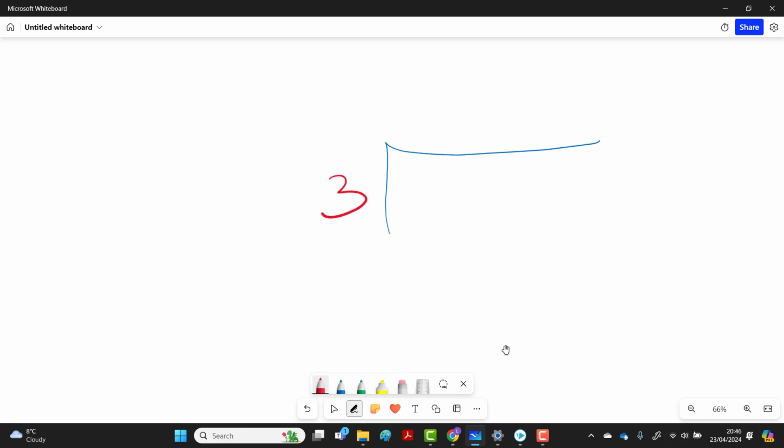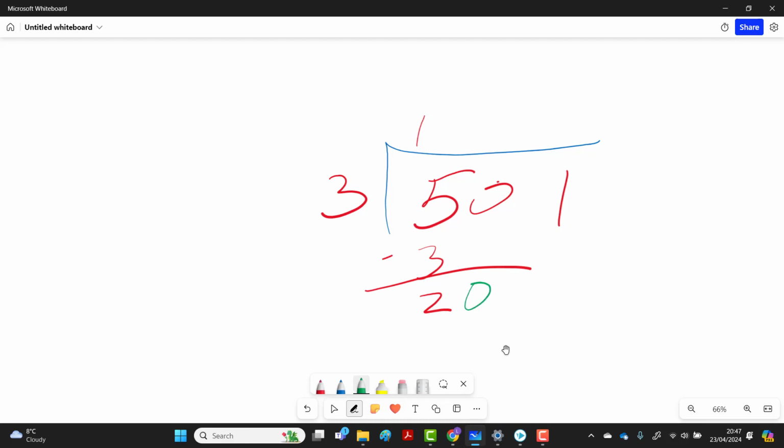Let's do 3 into 501. Let's see that for another practice. How many 3's go into 5? It goes once with a remainder, and 3 times 1 is 3. Do the takeaway, which is 2. Bring the next number down, which is 20.